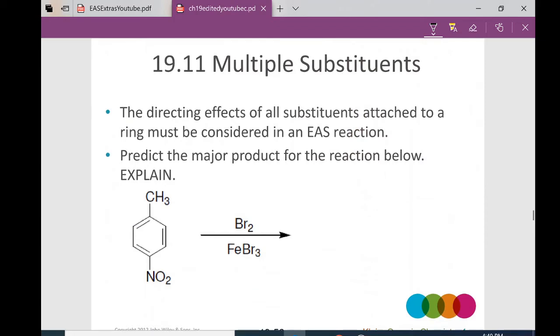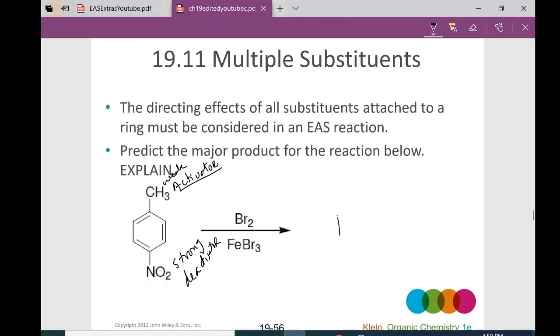So let's consider what our product would be for this reaction. Here we have an activator. This is a weak activator. And we have a strong deactivator. Well, it turns out that all activators trump deactivators, and therefore that's going to make this be the major determining factor. So this methyl group is going to be an ortho-para director.